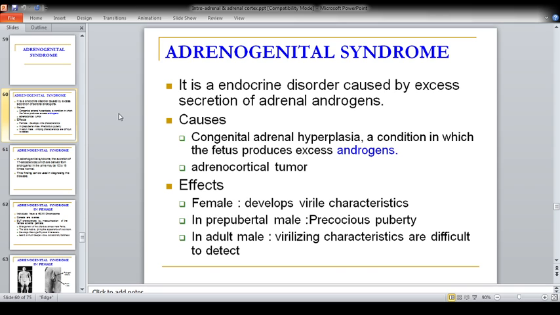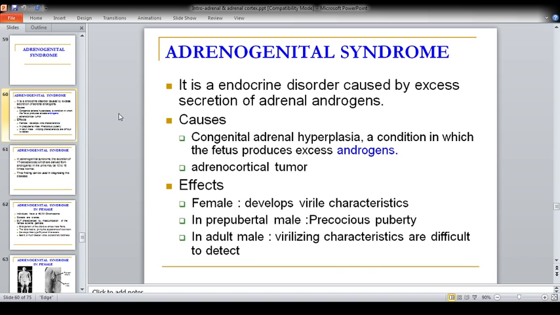So in congenital adrenal hyperplasia, the number of the cells which produce androgens is increased. They are present in large numbers since birth. That's why it is congenital. So it is a condition in which the fetus produces excess androgens. The baby within the womb would produce excessive androgens. So this congenital adrenal hyperplasia would be expressed on birth in the babies. How it would be expressed, the signs and symptoms, we'll look at in the next slides.